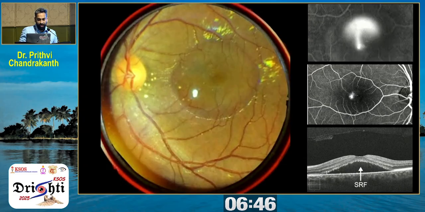So this is a fundus image taken from a smartphone. Basically, this is a CSR macular subretinal fluid. These are the FFA images seen over here, and this is the OCT showing the subretinal fluid.